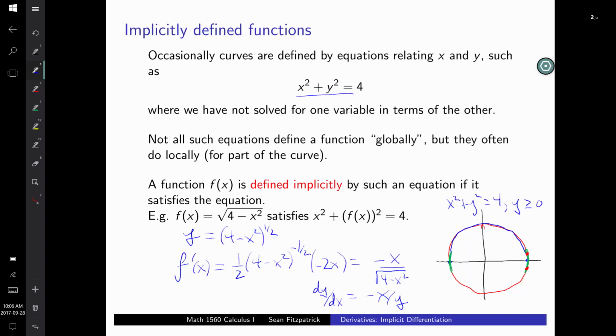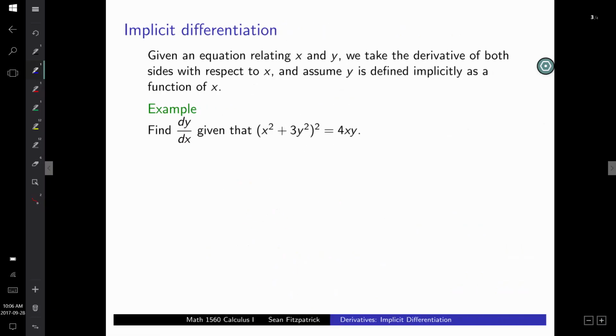This is really what comes in handy, because for some of these equations it might be difficult to solve for y. Here, it's messy, but it's not impossible. But it's not too hard to come up with examples where the algebra involved in solving for one of your variables in terms of the other is difficult, if not impossible. But we'll see that we can still compute the derivative even if we can't solve for one of our variables. So how does this work?